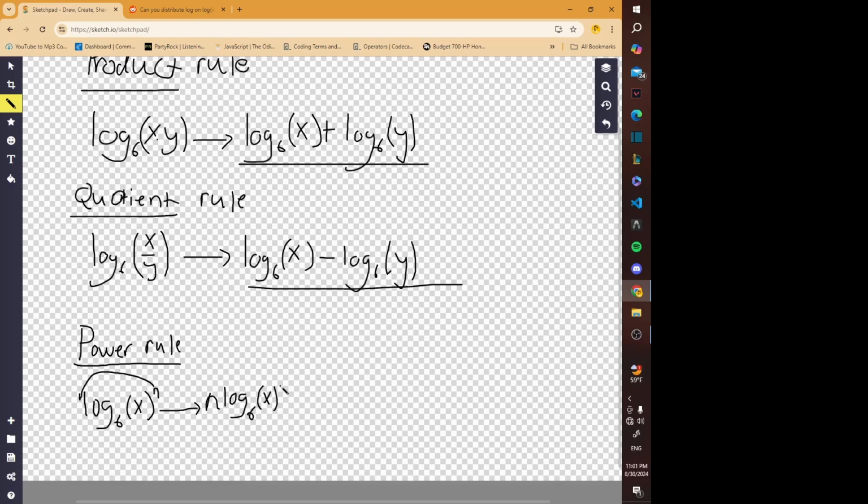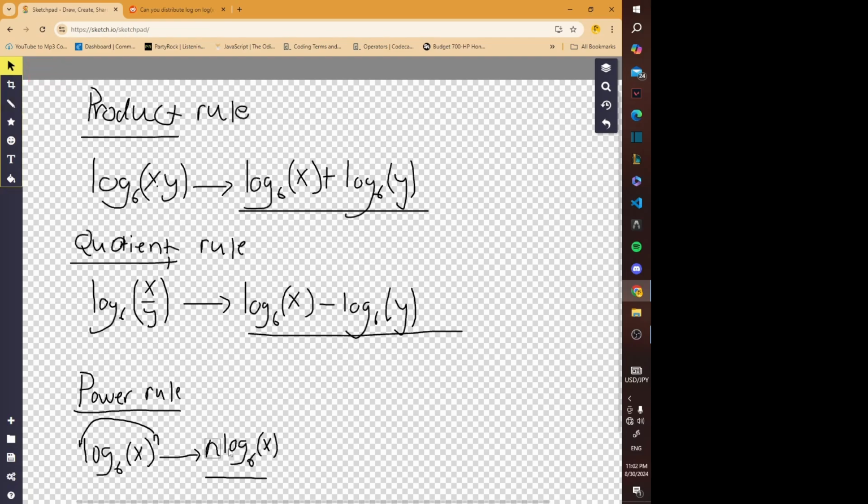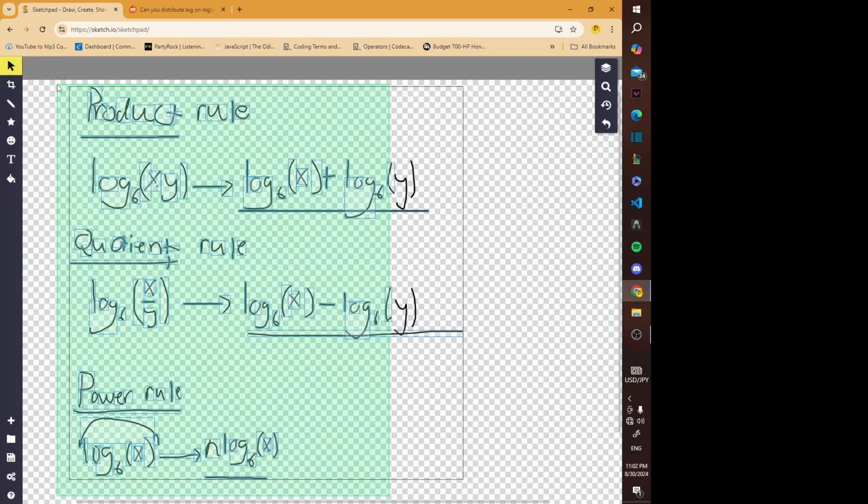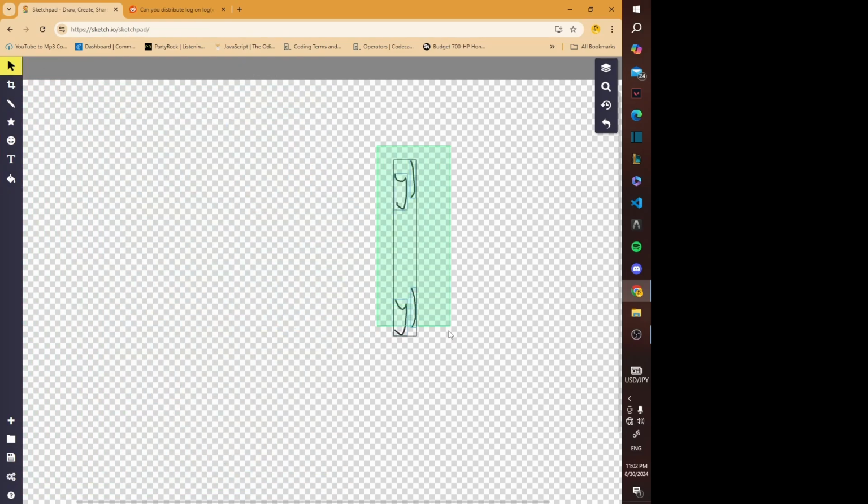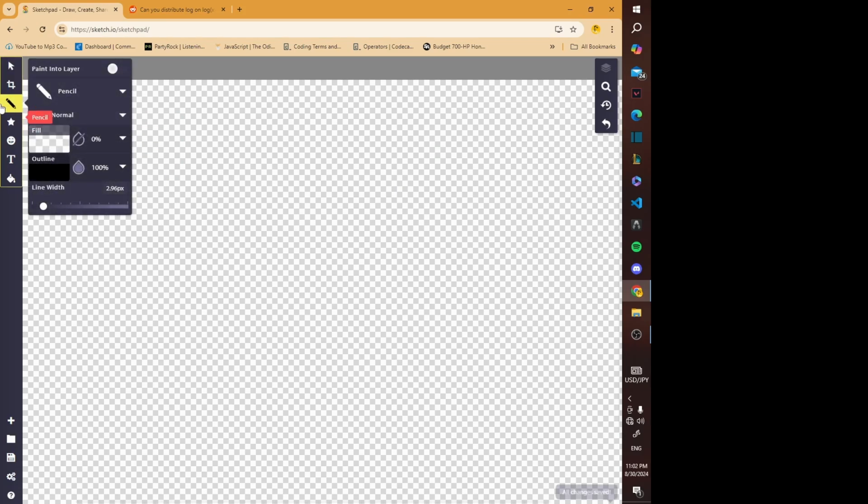That's something to remember. One more rule I want to show you, so make sure you took notes on these, okay? There's one more rule that I want to show you guys, and it is the change of base rule, okay?